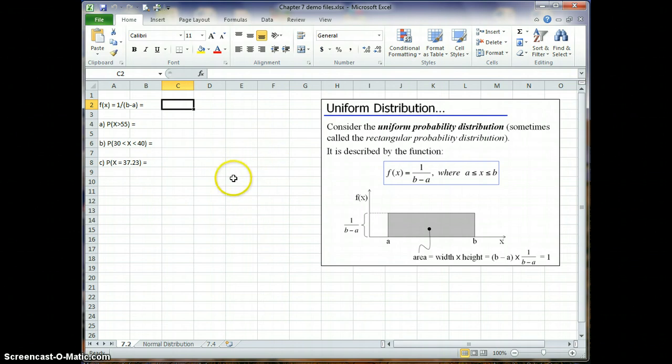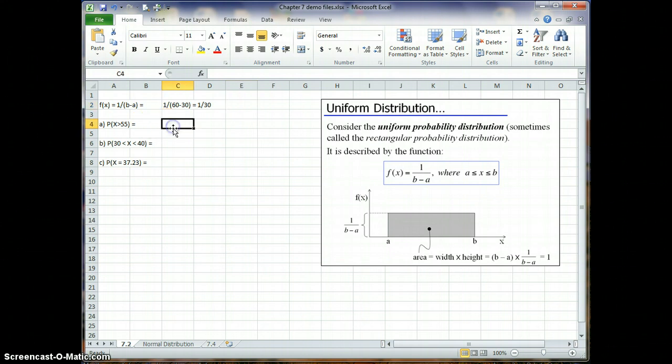But before we get to that, we need to calculate the function. So in this case, the function of x is equal to 1 over b minus a. In this case, it's going to be equal to 1 divided by 60 minus 30, which is going to be equal to 1 divided by 30. And so we're going to use that 1 divided by 30 in the calculation.